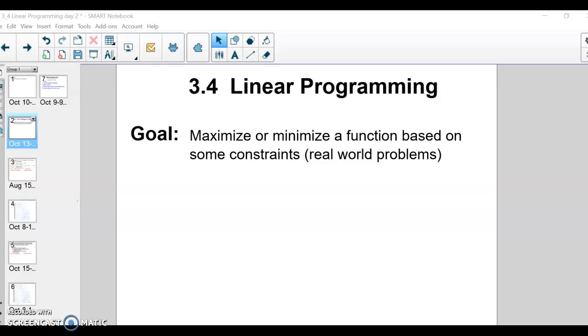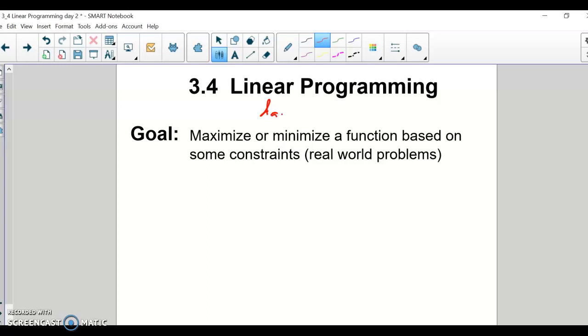All right, this is section 3.4, day 2. And all we're going to do today is just build on what we did yesterday where we minimize or maximize a profit function or a cost function, except we're going to do it with real world problems.